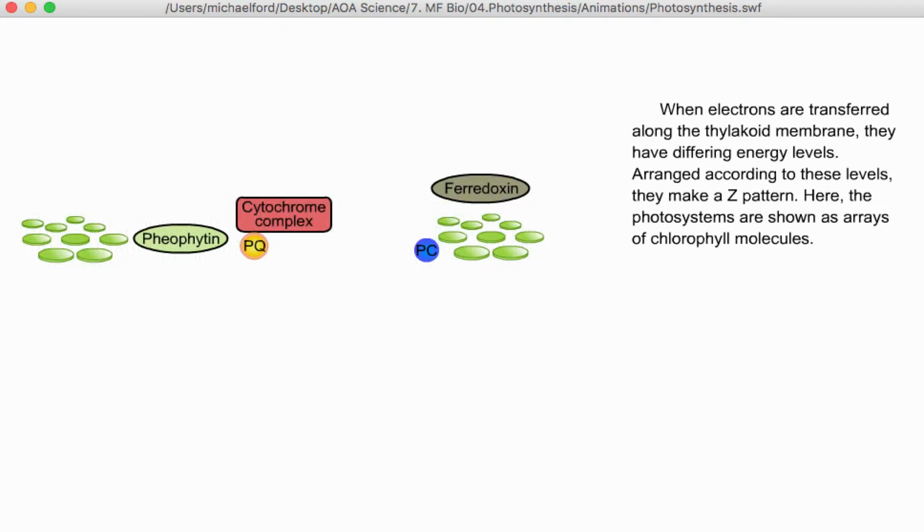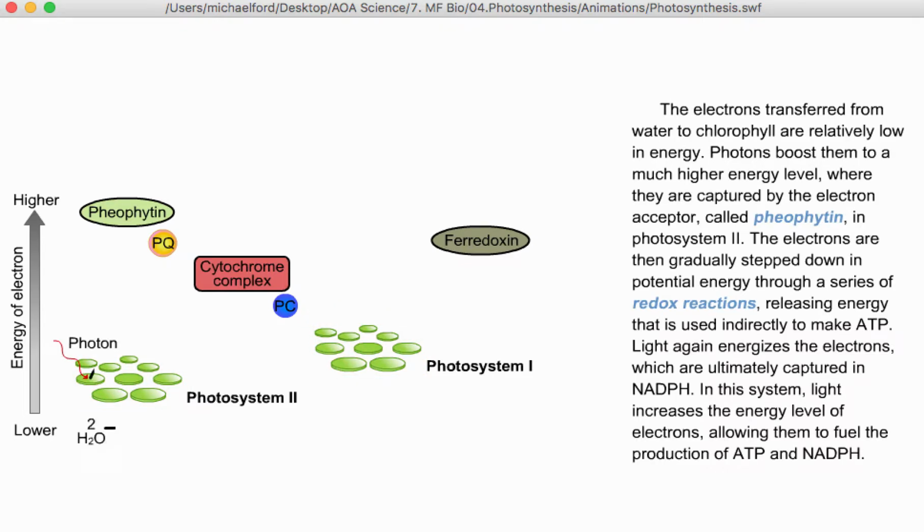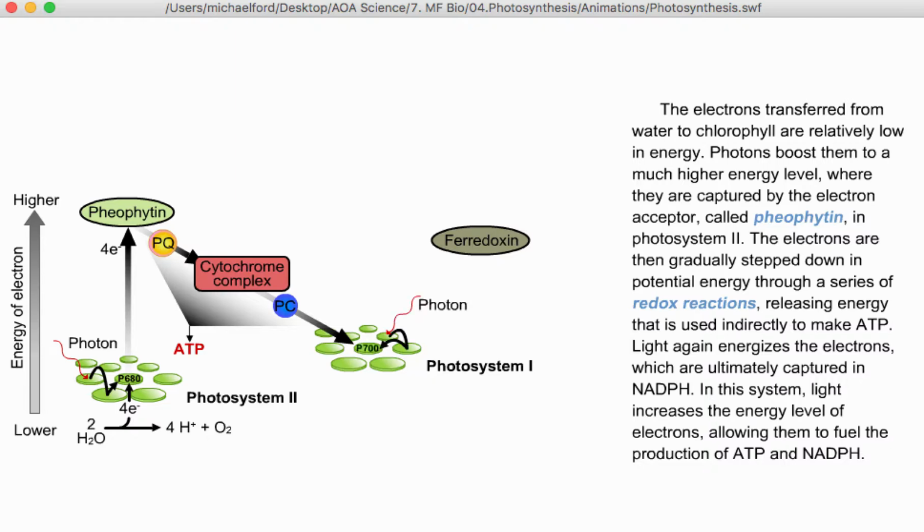When electrons are transferred along the thylakoid membrane, they have differing energy levels. Arranged according to these levels, they make a Z pattern. Here, the photosystems are shown as arrays of chlorophyll molecules. The electrons transferred from water to chlorophyll are relatively low in energy. Photons boost them to a much higher energy level, where they're captured by the electron acceptor called pheophytin in photosystem 2. The electrons are then gradually stepped down in potential energy through a series of redox reactions, releasing energy that is used indirectly to make ATP. Light again energizes the electrons, which are ultimately captured in NADPH. In this system, light increases the energy level of electrons, allowing them to fuel the production of ATP and NADPH.